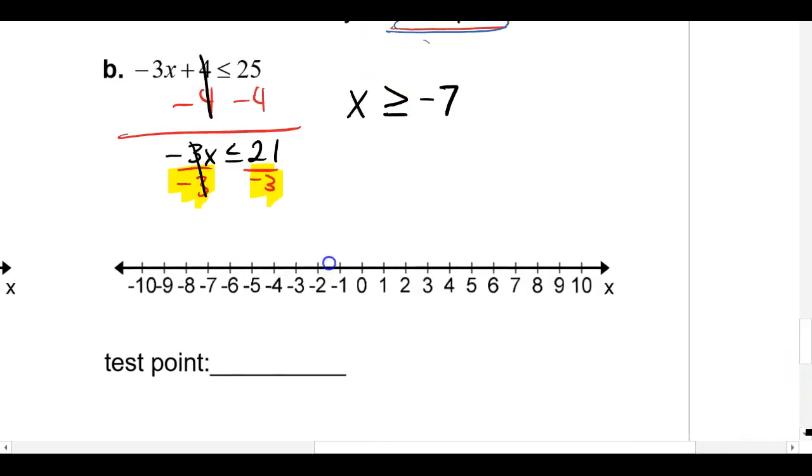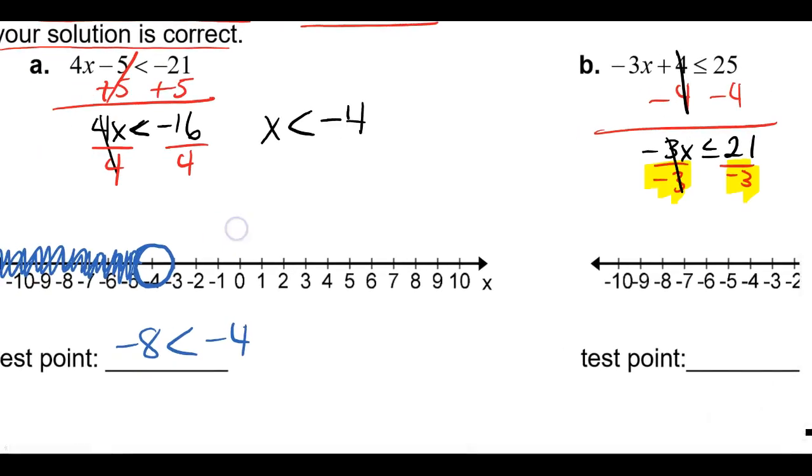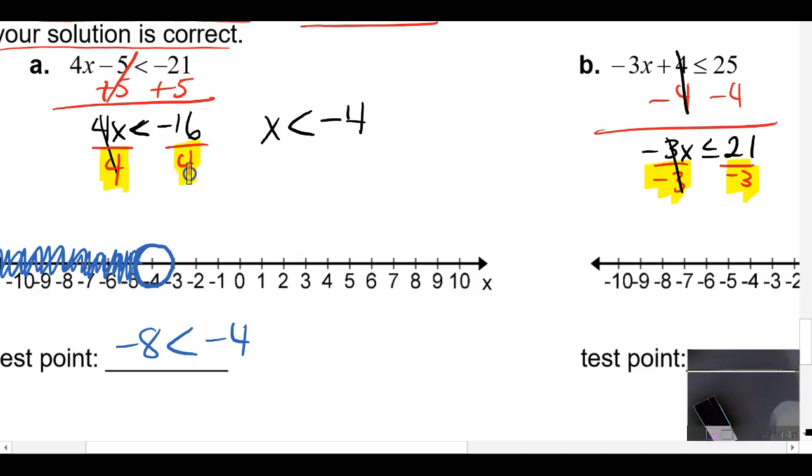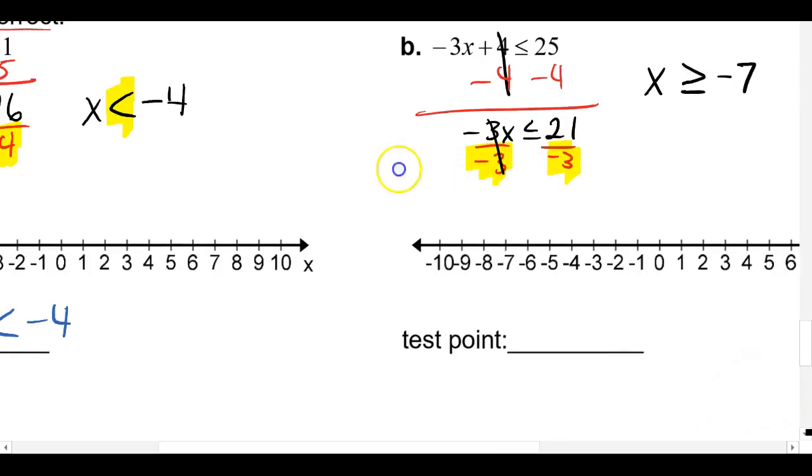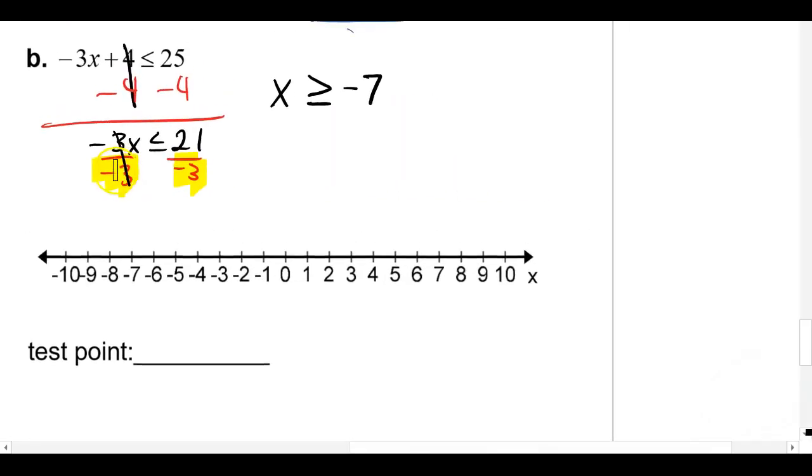So going back to this problem, the last number we divided by was a positive 4. So the sign did not change. It stayed the same. Whereas here, we divided by a negative number, so the sign does flip. Okay? So make sure we do that.